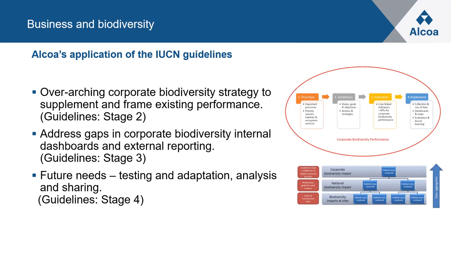So this is the reason why we are moving in 2021. We have incorporated in the plan for this year to develop and agree on a corporate level biodiversity strategy and associated objectives, unifying what we do at site level into a corporate level. This is what we have included in our 2021 plan, which could be aligned with stage two of the guidelines. And we will also try to identify and test a number of appropriate indicators or performance metrics to improve this corporate level visibility, but also to improve decision making and eventually external reporting, which relates to stage three of the guidelines.